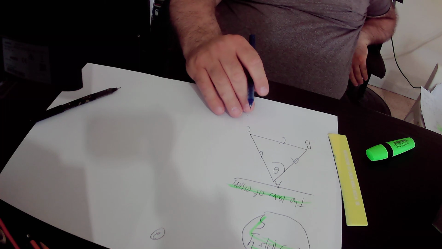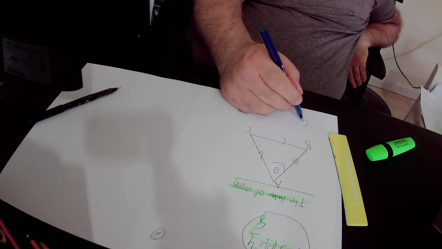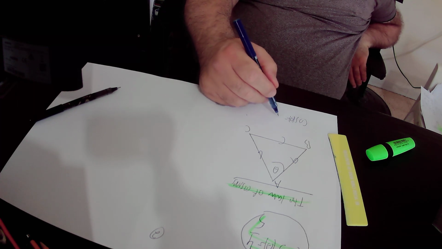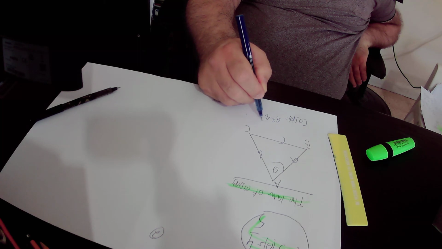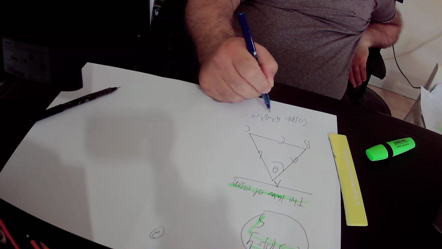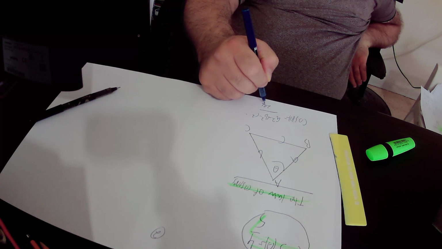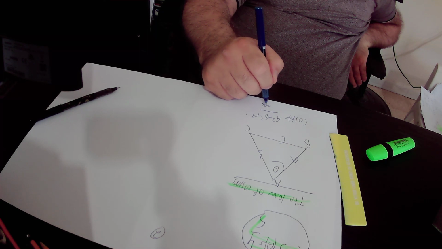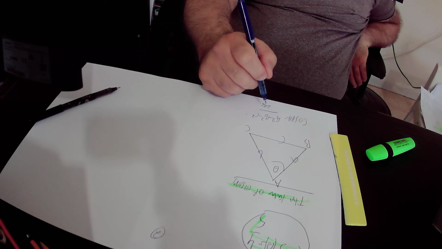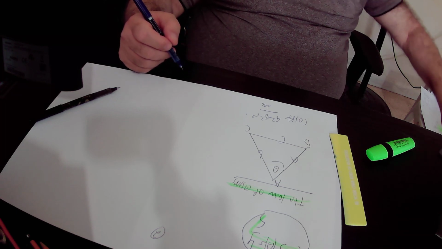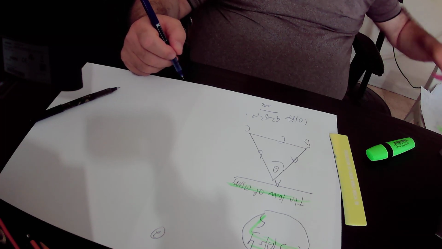Then according to the law of cosines, we get that cosine theta equals A squared plus B squared minus C squared over 2 times AB. Okay, so this is the law of cosines. We will implement the law of cosines in our triangle ABC.